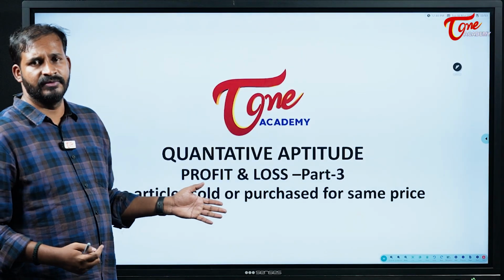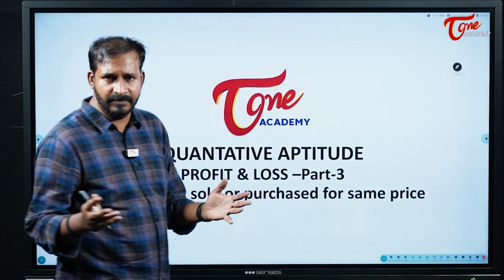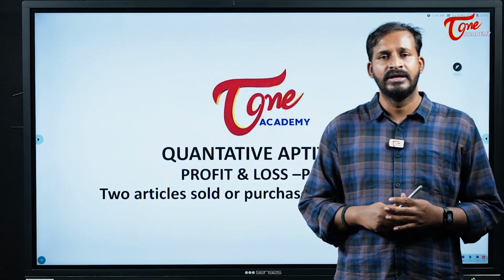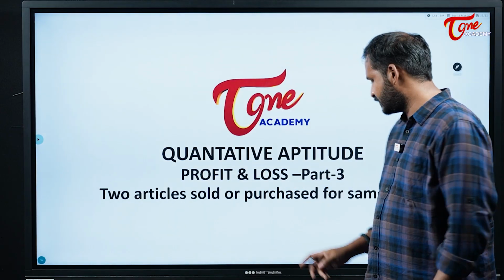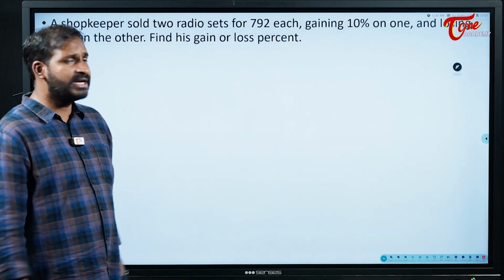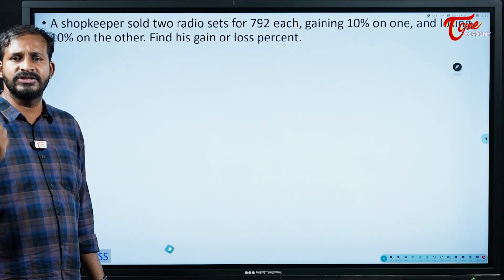Now, in this session also, we will see some other models, especially if two articles were purchased for the same price or sold for the same price. There is one set of questions from this concept. We will look at those questions now. Generally we will solve it in two different methods, students. One is the traditional method and the other one is the simple shortcut method.